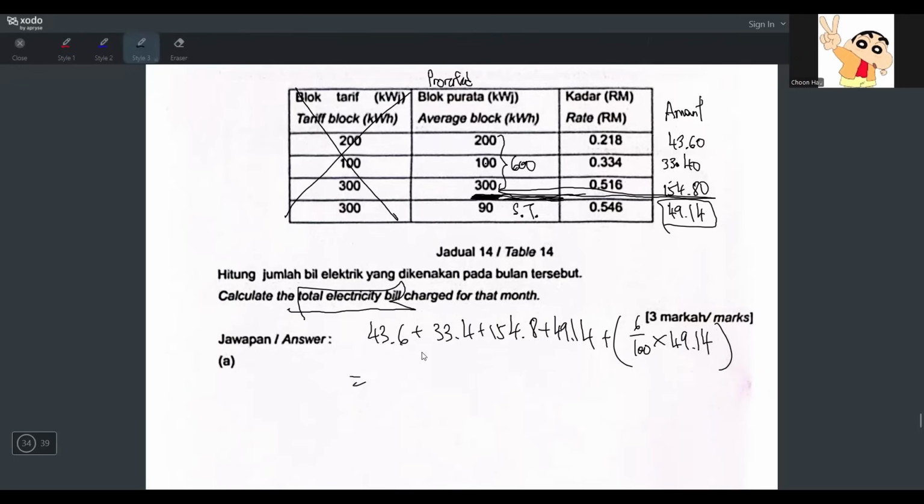Right? Okay, you press all this, you get 283.89. Just use your calculator to help you. And make sure you write RM, because this one is the electricity bill for that 1 month. Okay, let me double check something. 49.14. Yeah, correct. That's the answer.